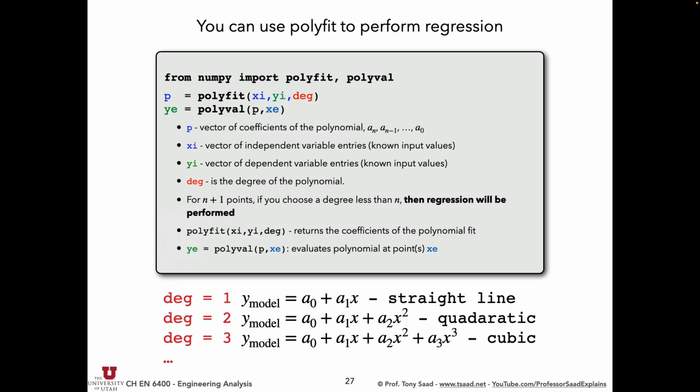Degree is the degree of the polynomial. And if it is less than the number of points minus 1, then regression will be performed. So if degree is equal to 1, then you are doing regression to a straight line, assuming you have 1,000 points, or 100 points. If degree is equal to 2, you will be doing regression to a quadratic. If degree equals 3, you will be doing regression to a cubic, and so on and so forth. So degree is the order, the highest power in your polynomial. So that's polyfit, and it does regression for you.